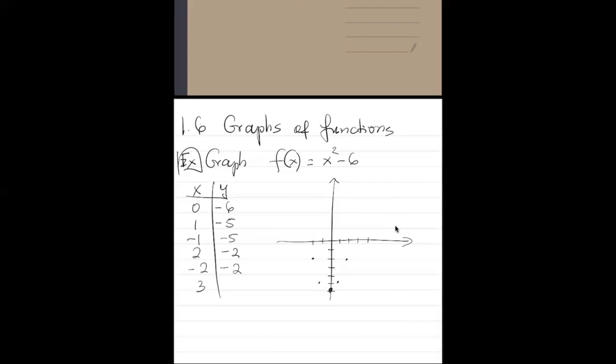3 squared, 9 minus 6 is 3, and -3 will give me the same value. So 3, 3 is somewhere here. I can connect these, and we have a parabola.